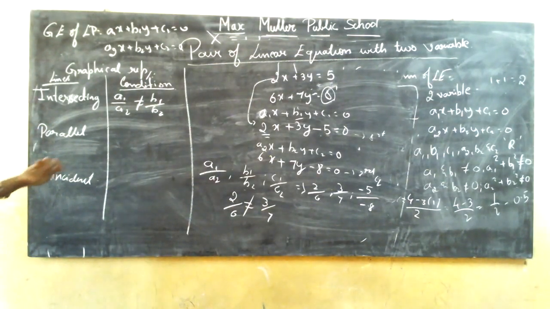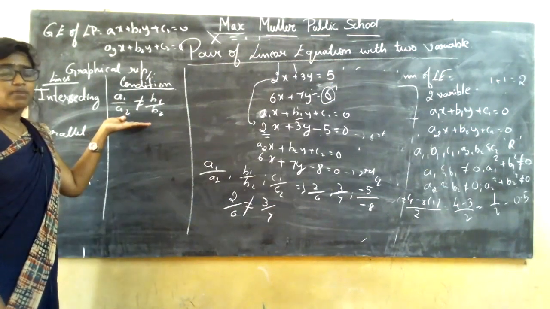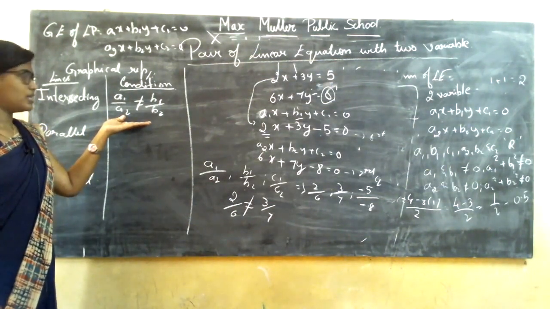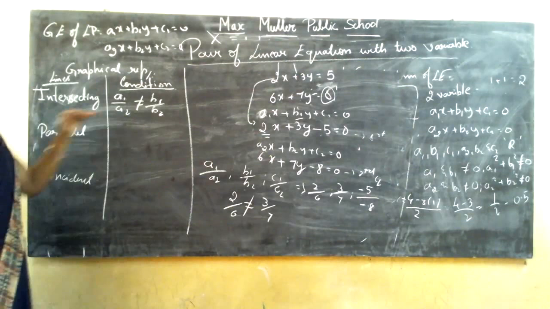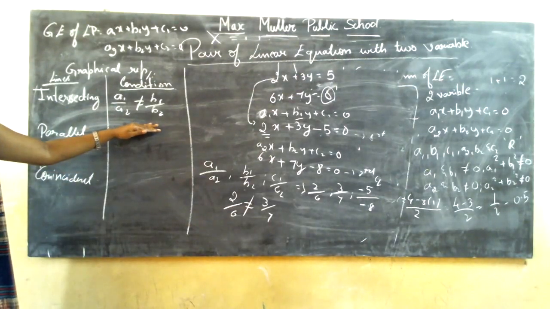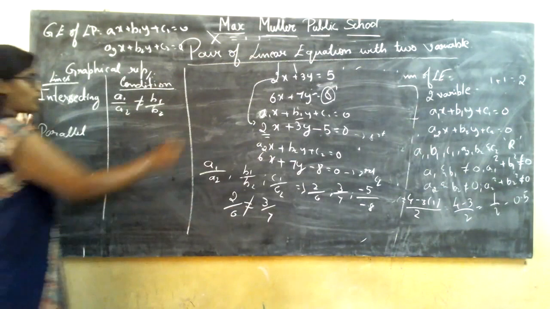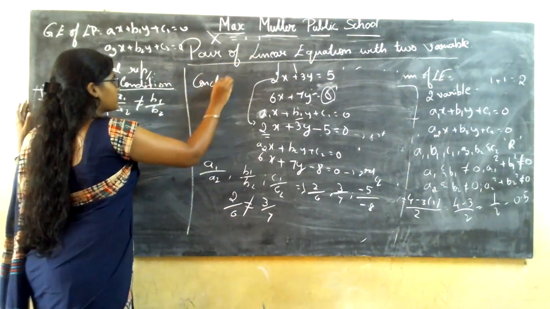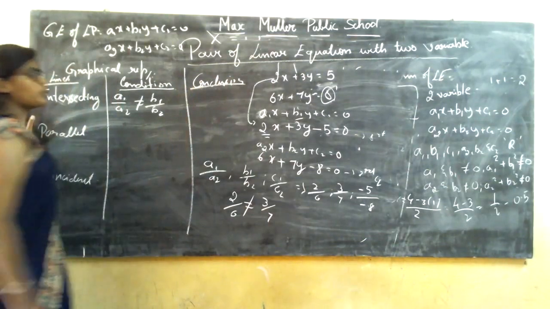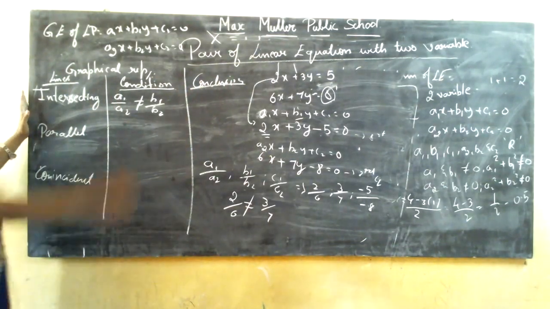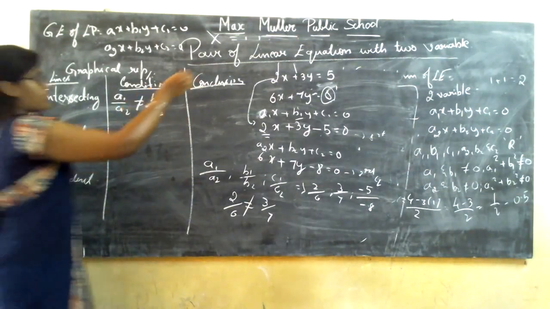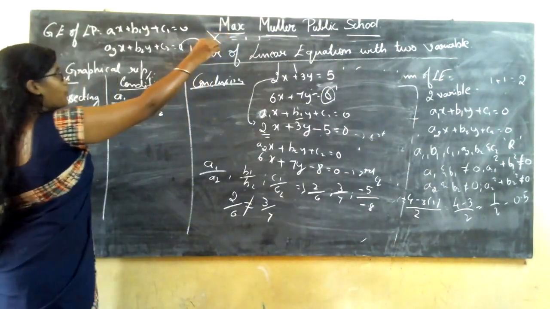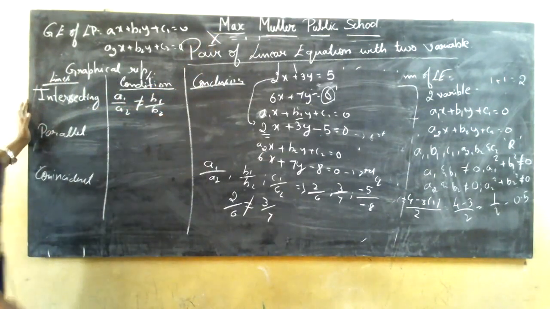Why is it an intersecting line? Because the graphical representation condition is satisfied, that is A1 by A2 is not equal to B1 by B2. If this is satisfied, then how are you going to conclude your answer? Initially, when you were using the symbol for the representation, when you had a crisscross and a point intersecting, you said it is an intersecting point.